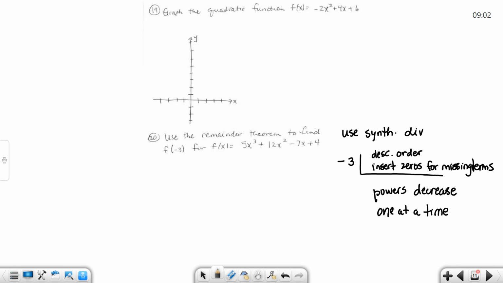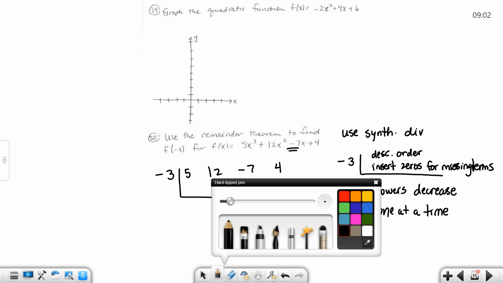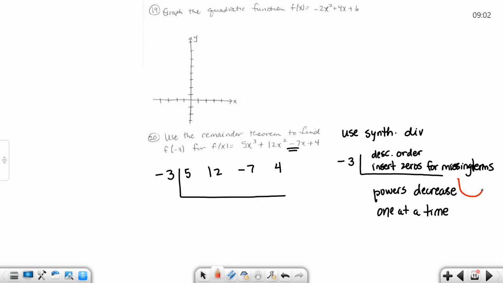Okay, so you've got that in your notes. We covered that back in that lesson. Here, we're not missing anything. We go from a third power to a second power to a first power to a constant, so we're good. So setting up our synthetic division, negative 3 goes on the outside. We use our coefficients. If there's a minus in front of the number, it sticks with it. And then, once we go through the work, whatever our last number is, whatever our remainder is from the synthetic division, is going to give us our answer.